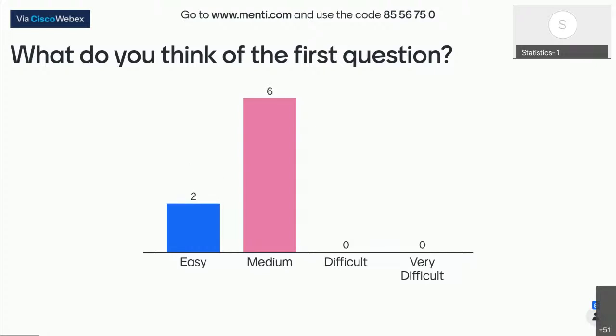Okay, easy. Okay, eight say medium. Fine. So about this question, the approach was important. How did you approach this problem? Three of them say easy, eight say medium, right? So we'll see how many of you got the correct answer.